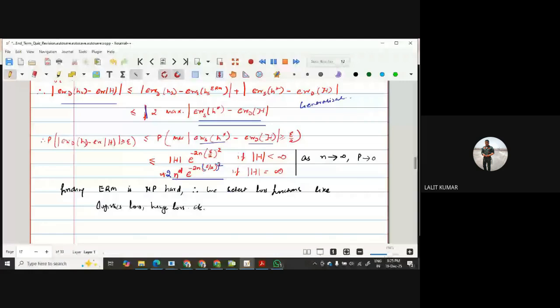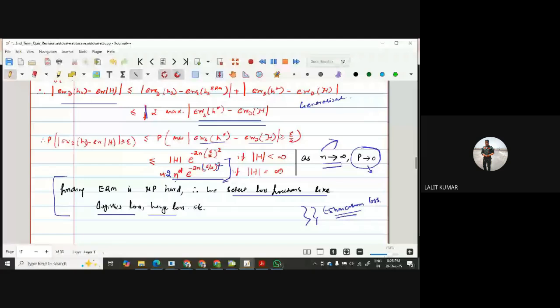Now finding the ERM is NP hard. So for this, what we do is select loss functions like logistic loss or hinge loss. So this is all about your estimation loss. Estimation loss we have also broken down, and it will always be less than or equal to this point. The point to note is that as n goes to infinity, the probability of this error also goes to 0. So this n is very, very important.